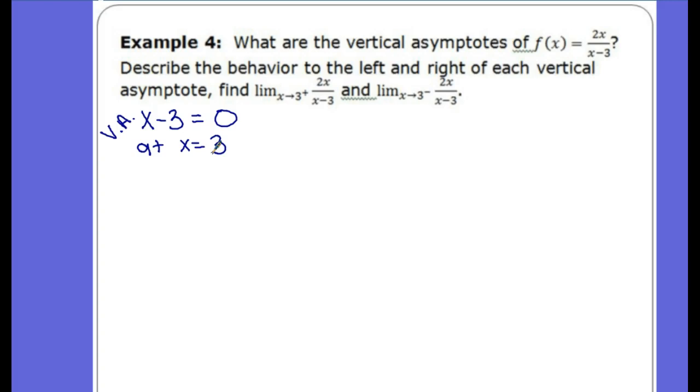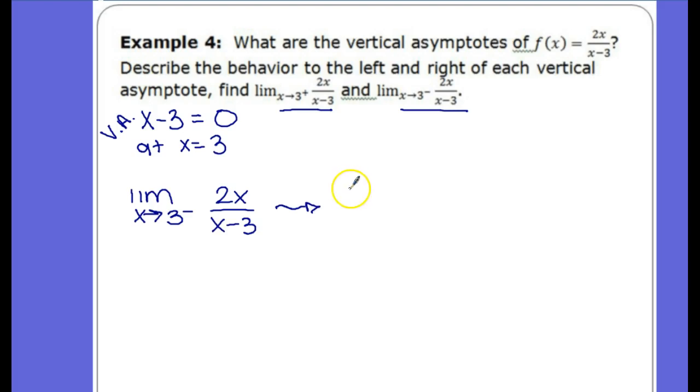Knowing that I have a vertical asymptote at x equals 3, I now need to figure out what is the behavior to the right and what is the behavior to the left at x equals 3. So what I'm going to do is look at each of those limits by plugging in values to the left and to the right of them. So if I look at the limit as x approaches 3 from the left of 2x over x minus 3, what I want to do is plug in something to the left of 3, so 2.9. So we're going to look at 2 times 2.9 all over 2.9 minus 3.